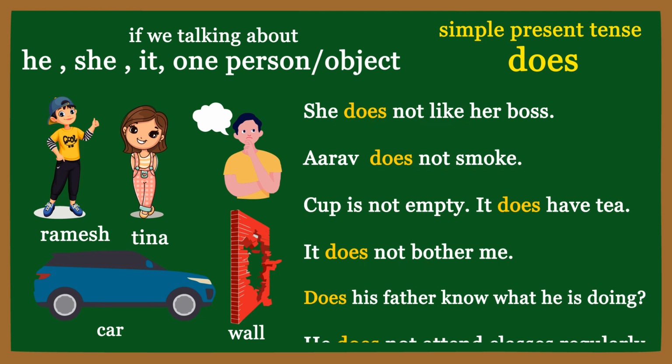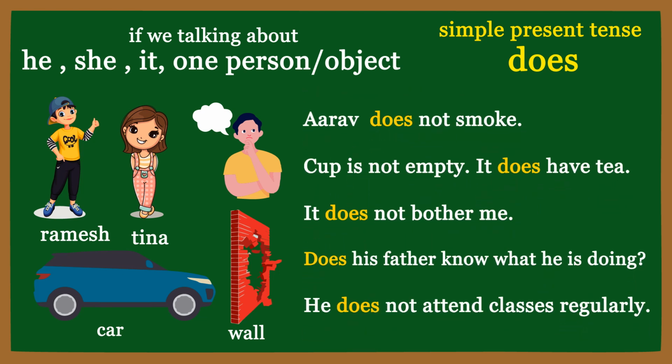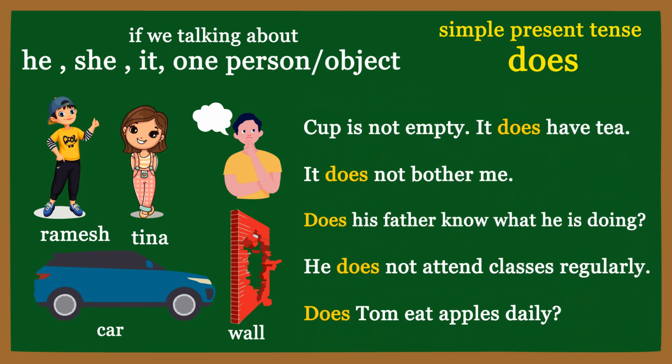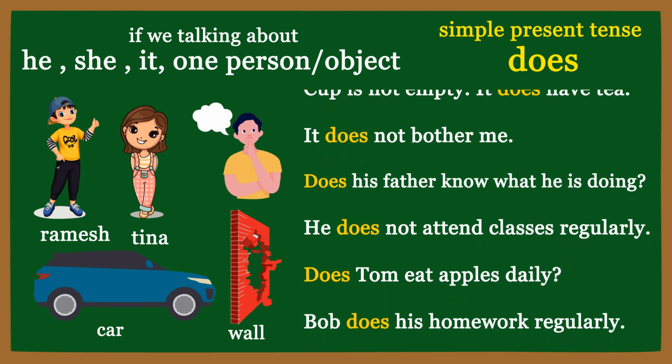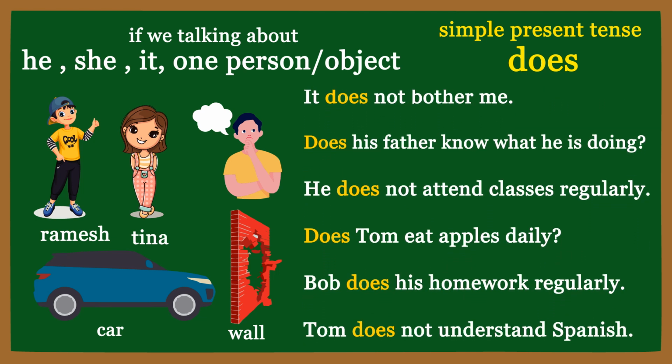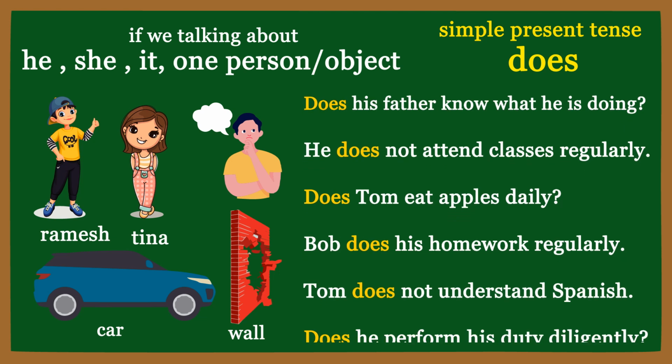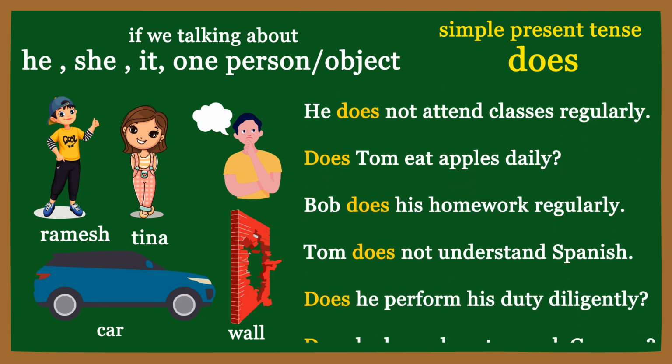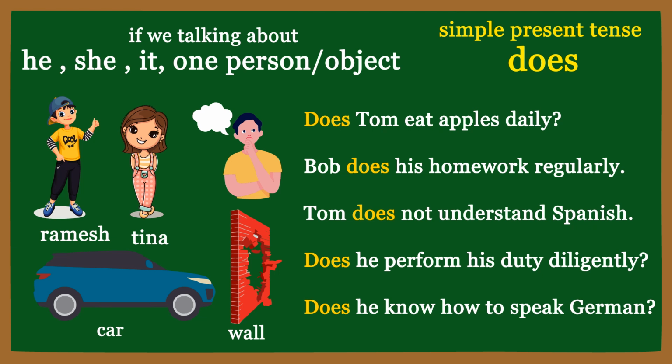Aru does not smoke. The cup is not empty. It does have tea. It does not bother me. Does his father know what he is doing? He does not attend classes regularly. Does Tom eat apples daily? Bob does his homework regularly. Tom does not understand Spanish.